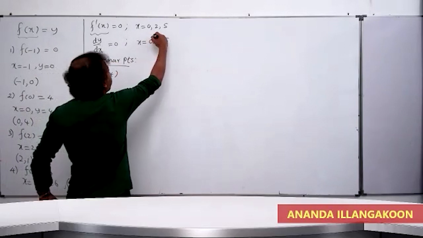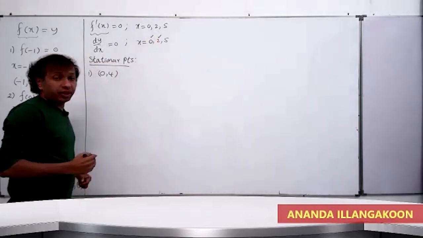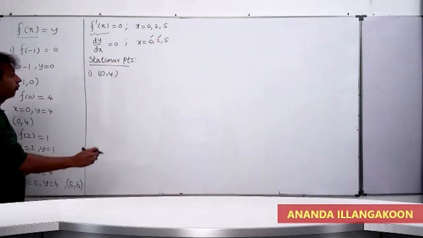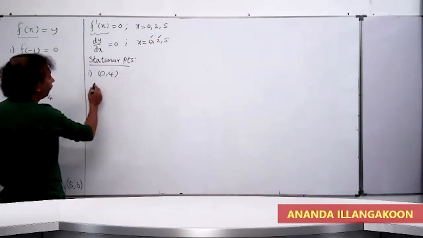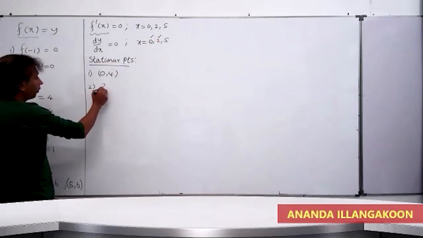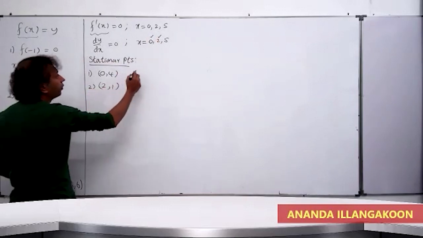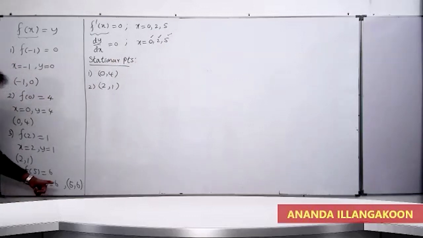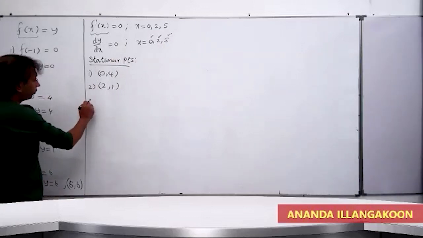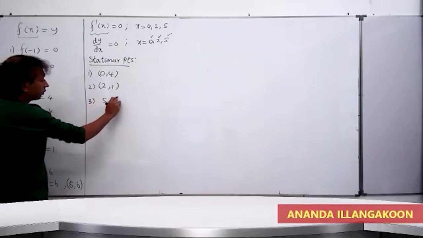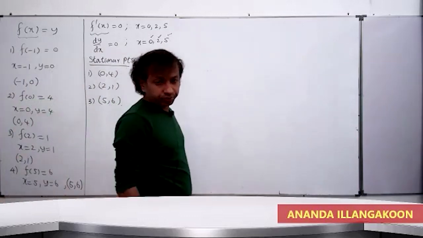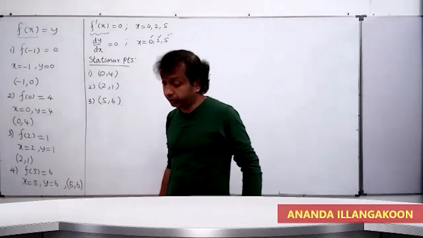Next, the other stationary point is at x equals 2. Here, x equals 2, y is 1. The second stationary point is (2, 1). The other stationary point is (5, 6). There are 3 stationary points.